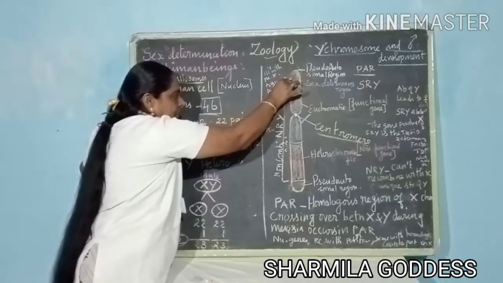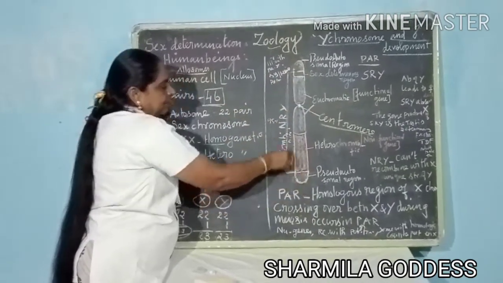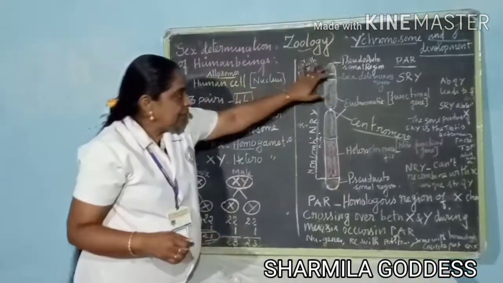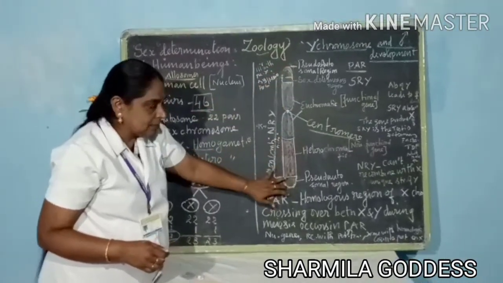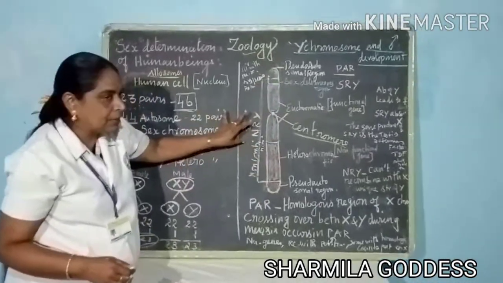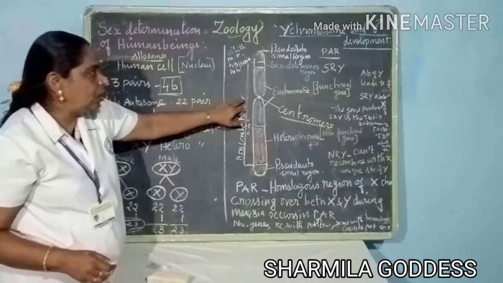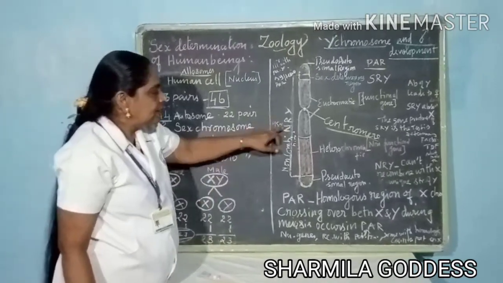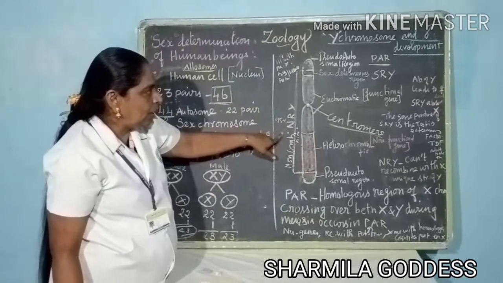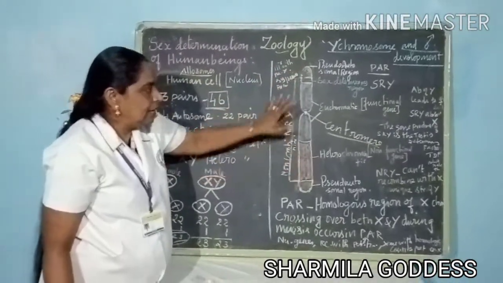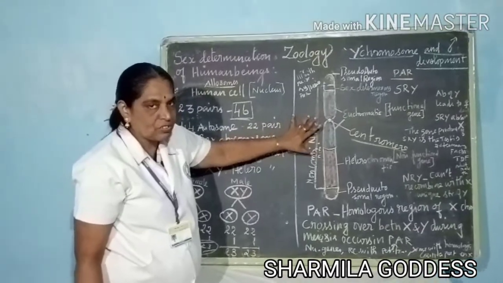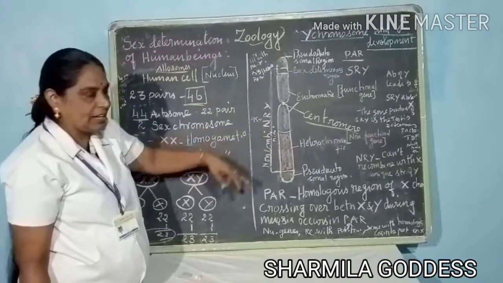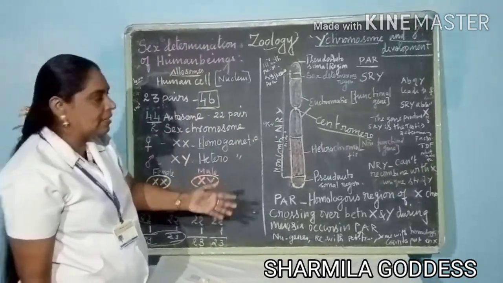Now this remaining region from here to here is called the non-combining region. There is a possibility of combining here and here. So the remaining part, the 95% of the Y chromosome, is called the non-combining region. That is called NRY. Okay? Which is called NRY? Other than the PAR region, the remaining 95% of the Y chromosome is called NRY. Except the PAR region, the other part is called NRY.